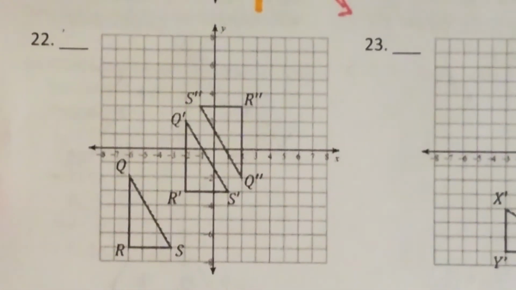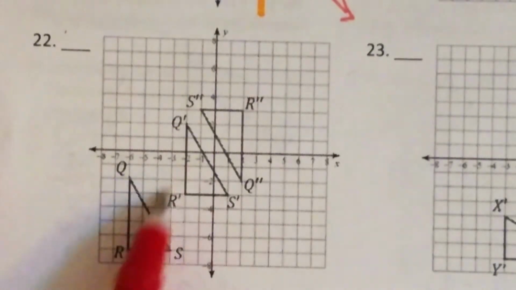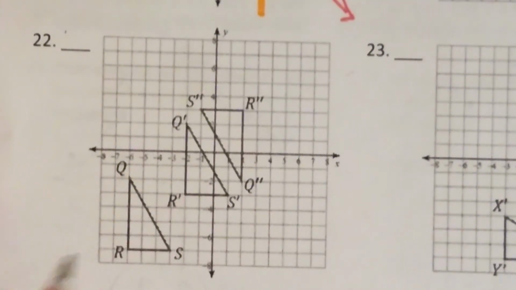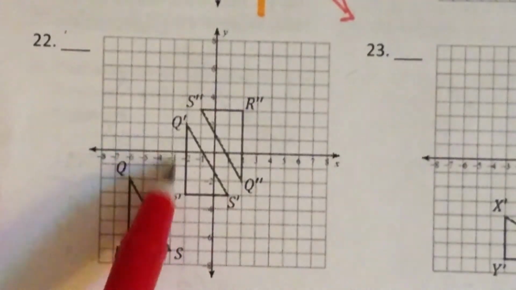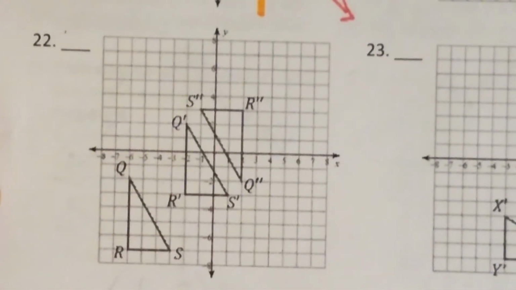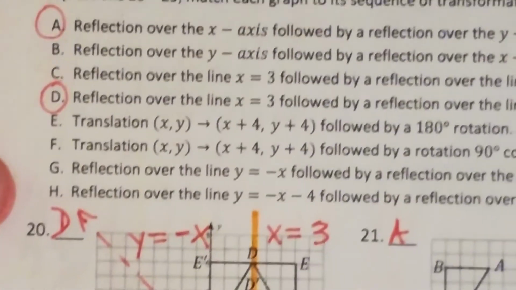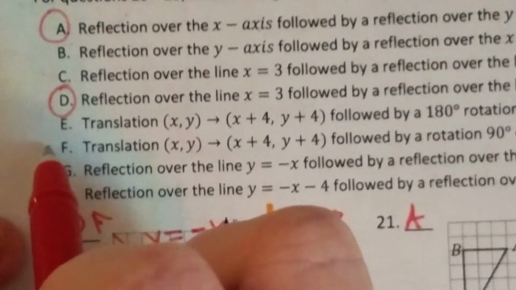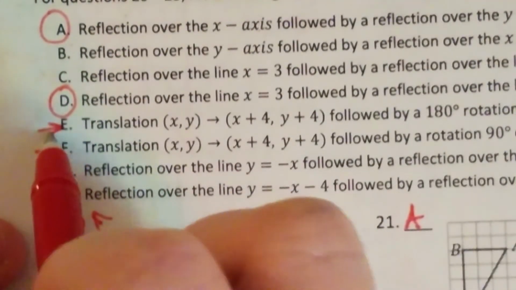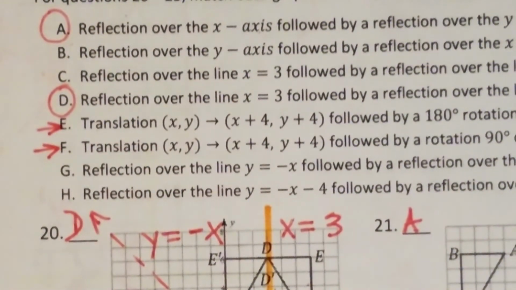On question 22, it looks like we did perform a translation at some point, and then there has to be some kind of rotation because the whole orientation has changed here, and there's no reflections here. Nothing's been mirrored here. So it starts off with a translation to get from QRS to Q prime R prime S prime. That's pretty clear. And if I go up here and look at my answer choices, I have two of them that start off with a translation. So right now I'm looking at these two as possible answers.